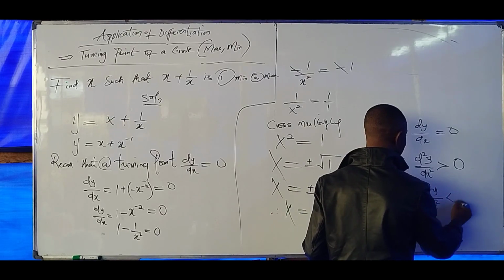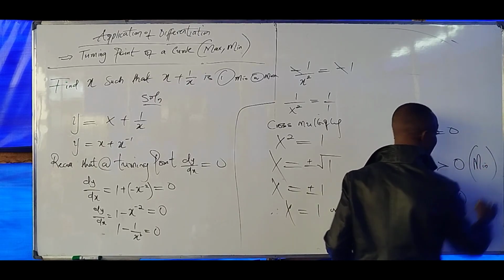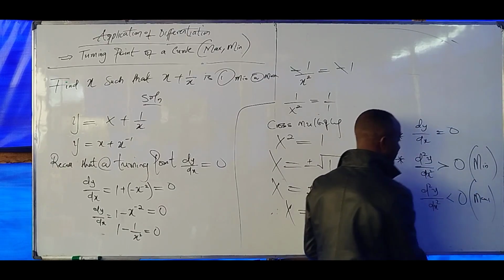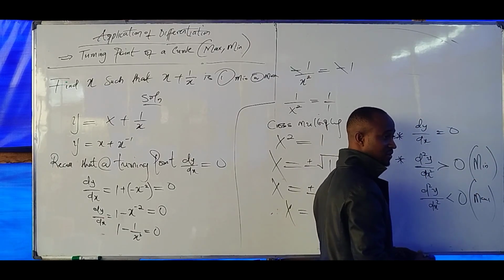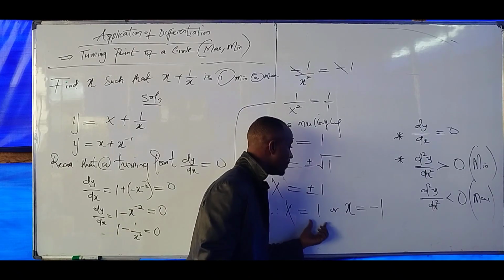The x squared is less than what? 0. If it's more than 0, we have what? Minimum. Are you getting it now? If it's less than 0, we have what here? Maximum. If it's 0, we have what? Point of inflection.